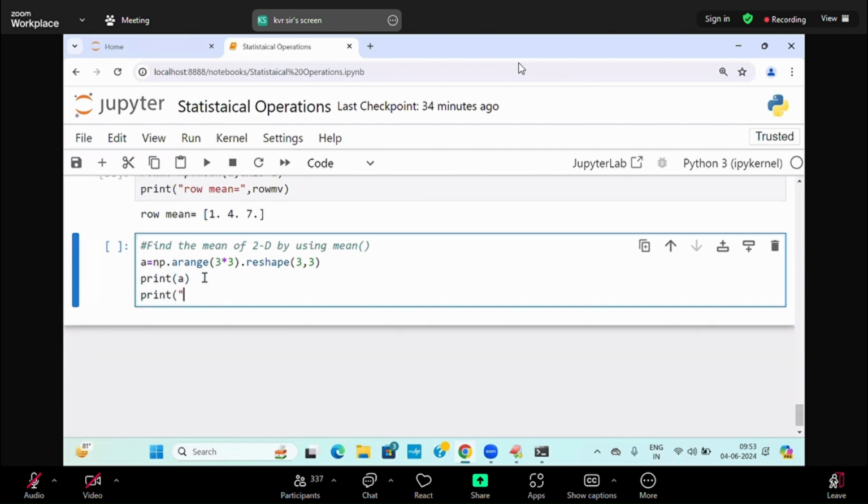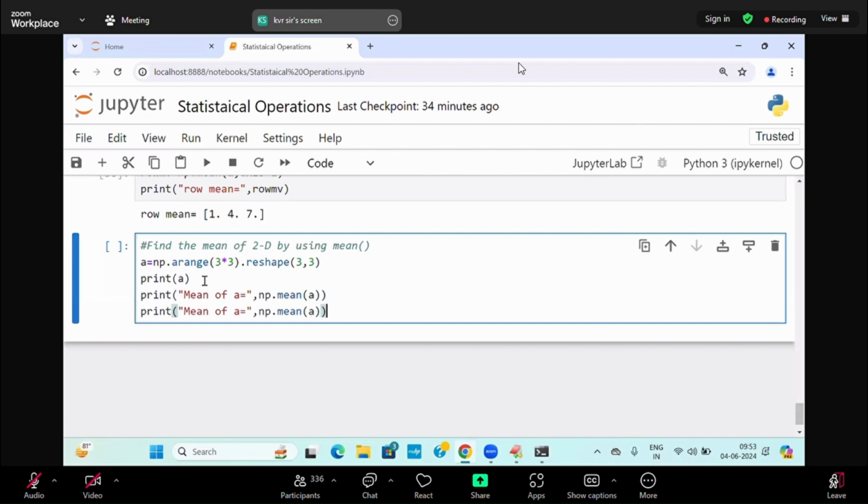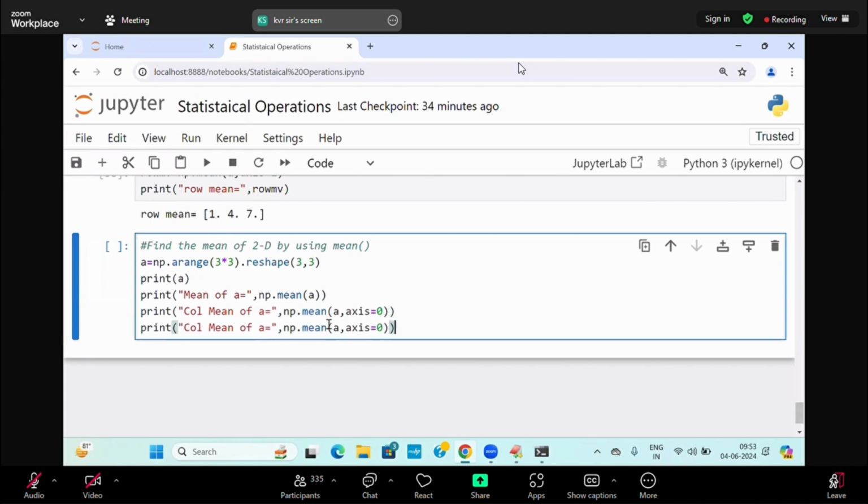Find directly, what is this now? Mean of A is equal to, how do I write it? np.mean(A). And similarly, I'll go for what next? Row mean or column mean is equal to, axis is equal to what? 0. Column mean.